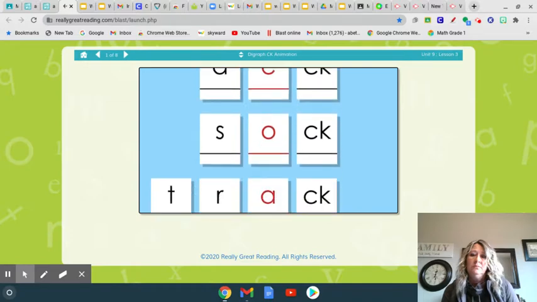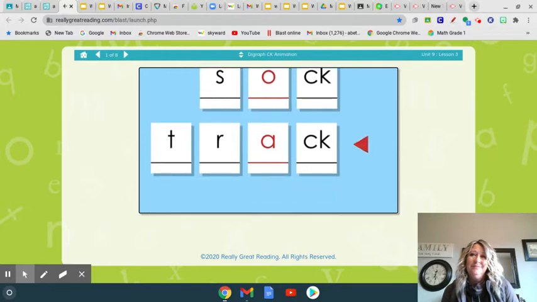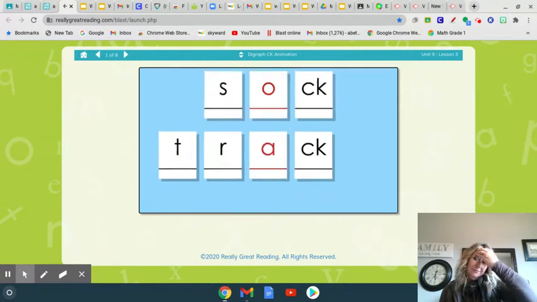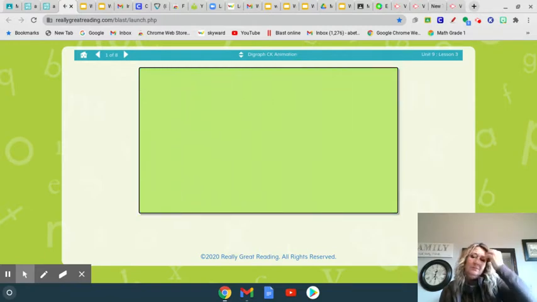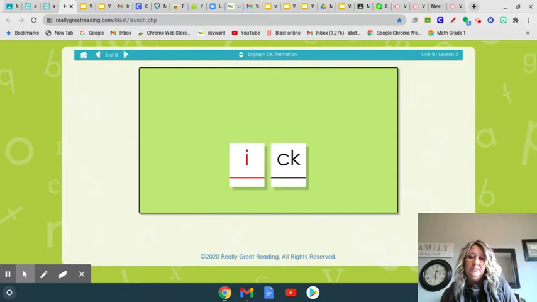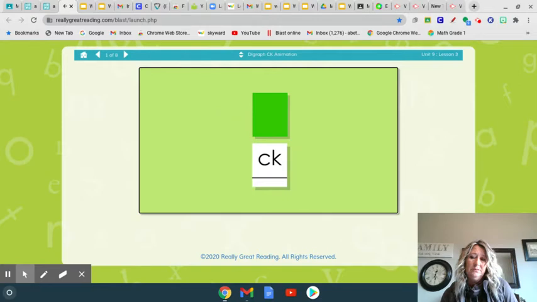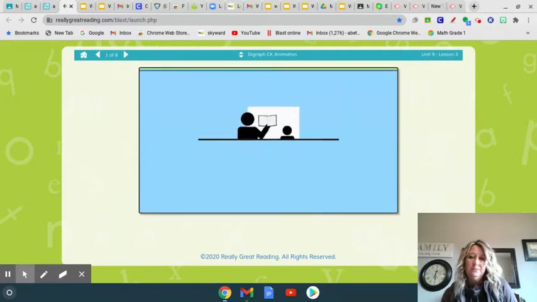Sock also has the digraph CK. Therefore, I know the vowel sound will be the short O sound. We see the digraph CK at the end of track as well. So we can predict that it's also going to have the short A vowel sound. It's important to remember that when we see the digraph CK, we can predict that the vowel that comes just before it will be short. When we see the digraph CK in a word, we know to read it as just one sound. And we will also know to read the word with a short vowel sound.